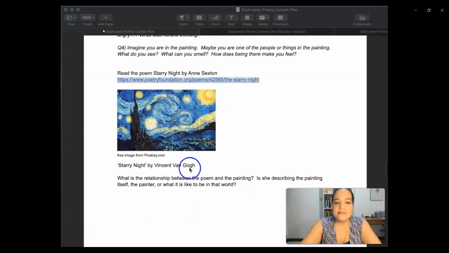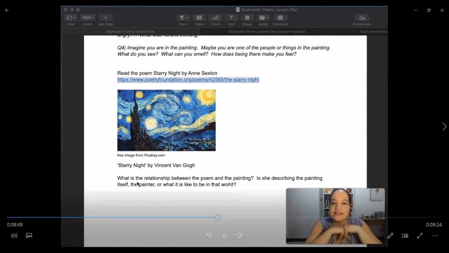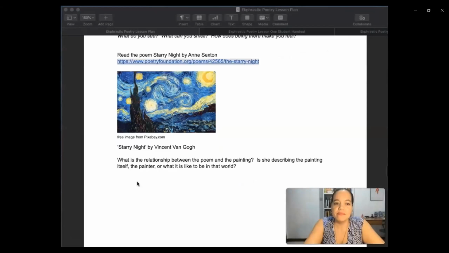So you can ask them these specific questions. What's the relationship between the poem and the painting? Is this poem describing the painting itself? Or do you think this poet is in the painting somewhere? Is she in that town? Or do we think this poet is writing from the perspective of the painter? So we want to get the students to think about the relationship between the poem and the painting and what perspective the poet is taking on the painting.